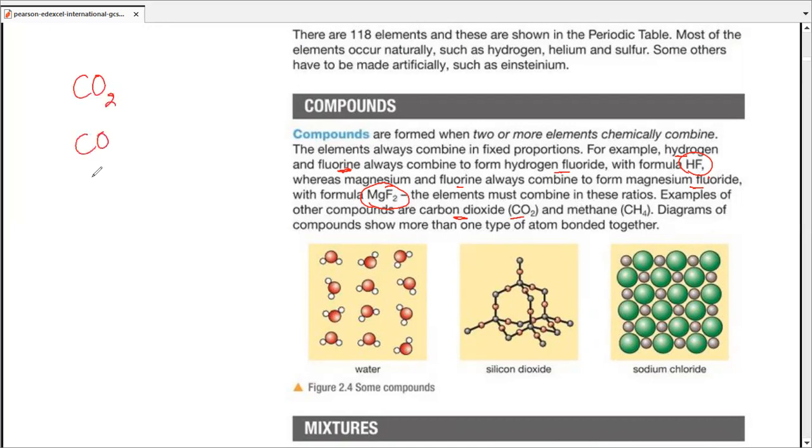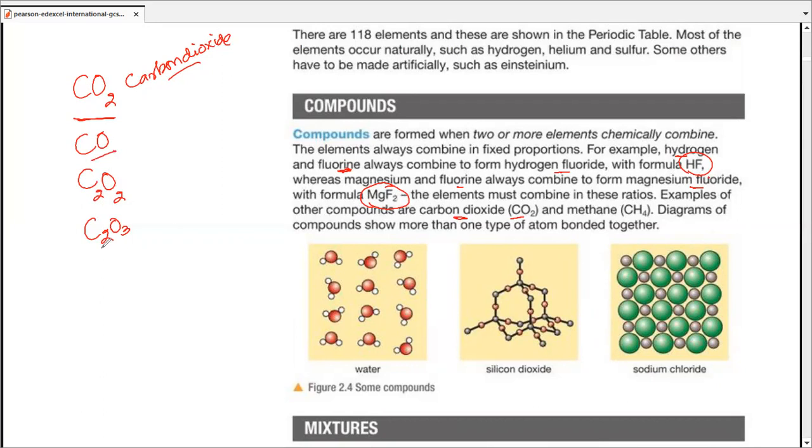It can't be CO. It can't be C2O2. It can't be C2O3. Any change in these numbers and you change the entire identity of the substance. This is the only one which is carbon dioxide. This is something else. This is not carbon dioxide.